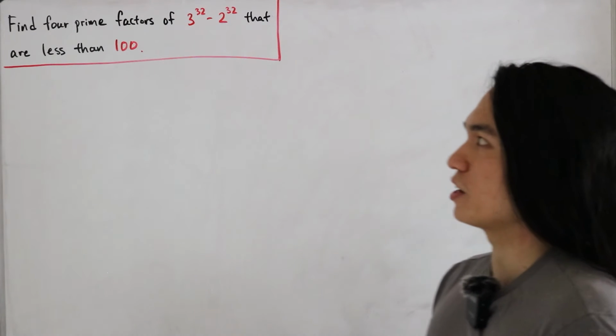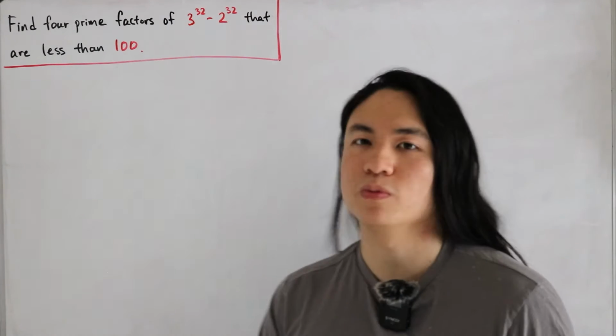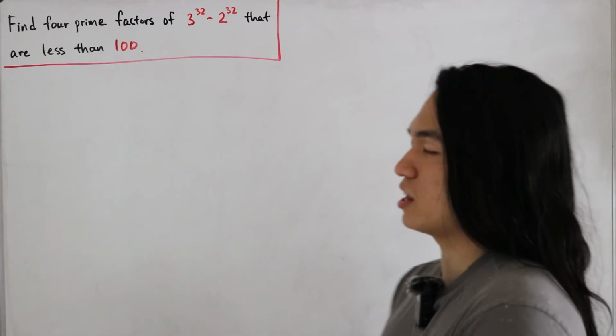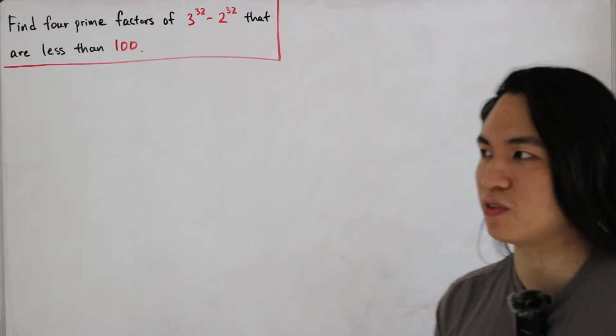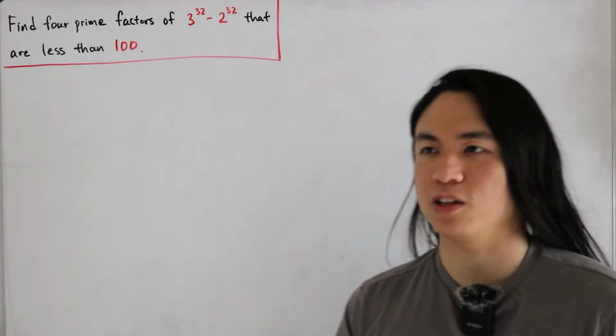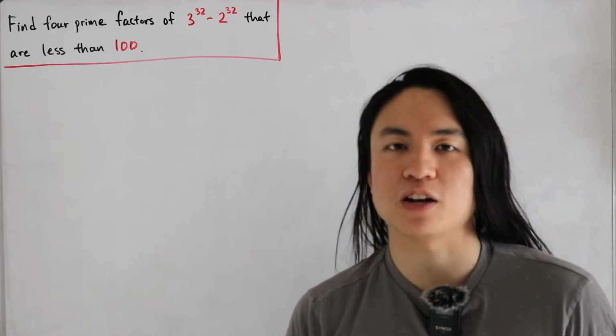Of course, a number like 3 to the 32 minus 2 to the 32 is going to be a gigantic number for sure. It might be so big that even if you plugged it into a calculator, you would more than likely get a scientific notation expansion rather than its full digit expansion.